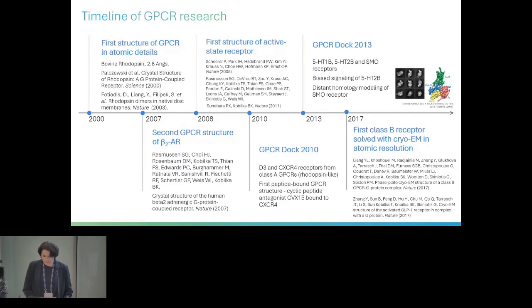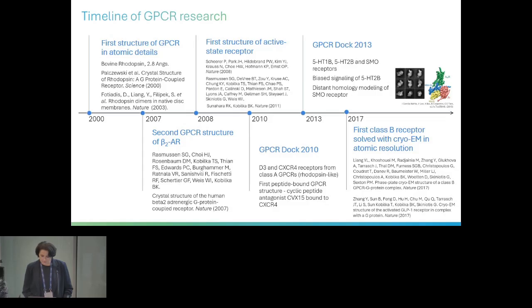Just before the grand opening of cryo-EM for GPCR structure determination, two GPCR Dock competitions were organized. The aim of GPCR Dock is to predict GPCR structures, similar to CASP competitions, but additionally ligand binding modes have to be also predicted. In GPCR Dock 2010, the first peptide-bound GPCR structure was released, while in GPCR Dock 2013, the first non-class A GPCR, the smoothened receptor, was released.